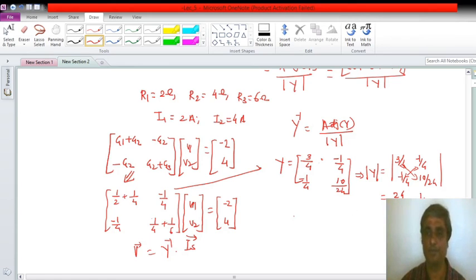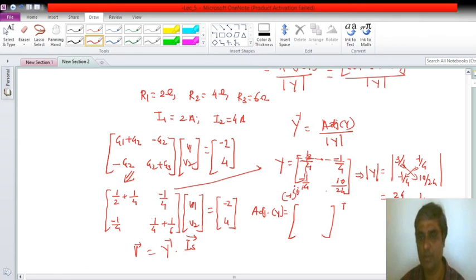Now let us calculate the adjoint of Y. For that, find out the cofactors and then its transpose. What is the cofactor for this? You remove this row and this column. What is the remaining? 10 by 24. And how can you write? Minus 1 raised to row number plus column number, into that number. In this case, row number is 1, column number is 1, so minus 1 raised to 1 plus 1 is positive, and the remaining is 10 by 24.